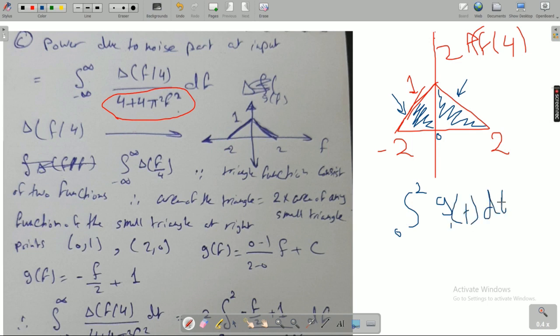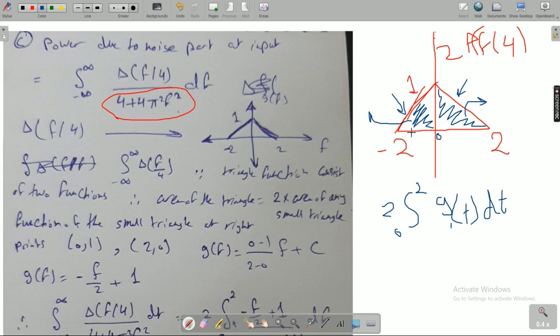However, we will multiply it by 2. Why are we doing that? We are doing that since this function is known to be symmetric. The area here, for example, area 1, is always equal to area 2. Why is that? Because it is a symmetric function.